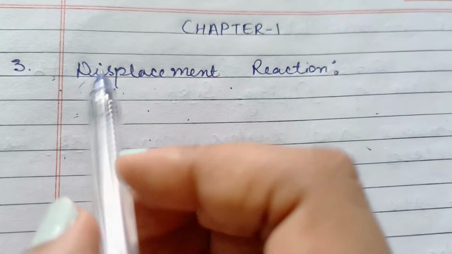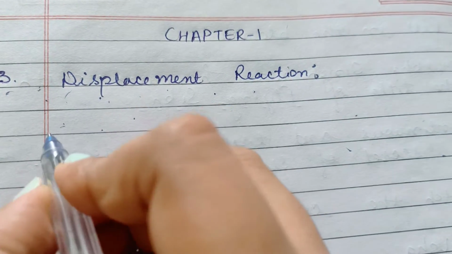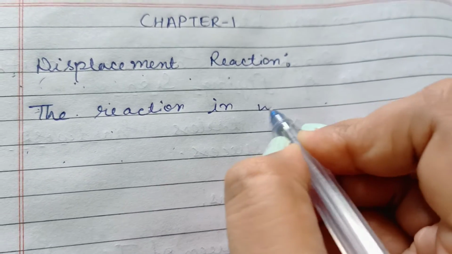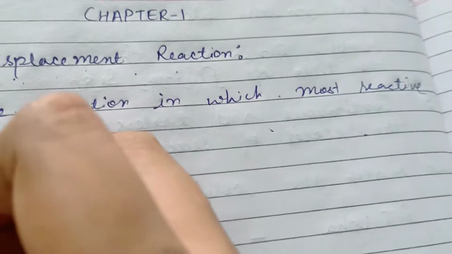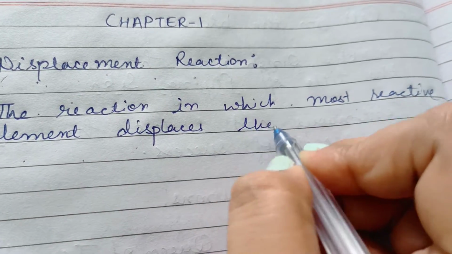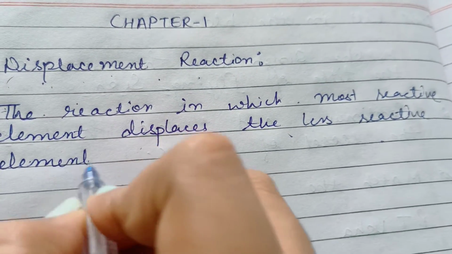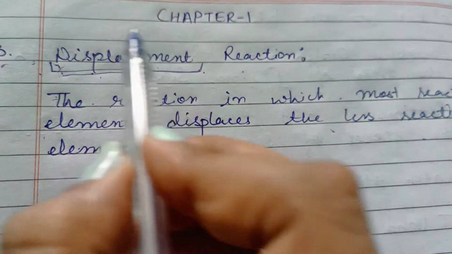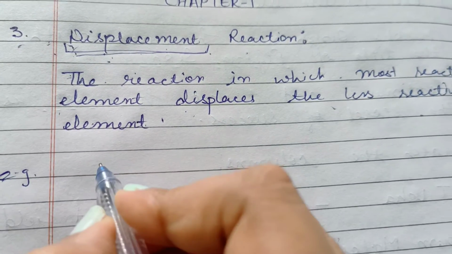So in this video the third type of reaction is displacement reaction. Okay, displacement reaction. So what is displacement reaction? The reaction in which the most reactive element displaces the less reactive element. Okay, so this is displacement. It is clear from the name that one element displaces the other, that is, takes the place of the other element.